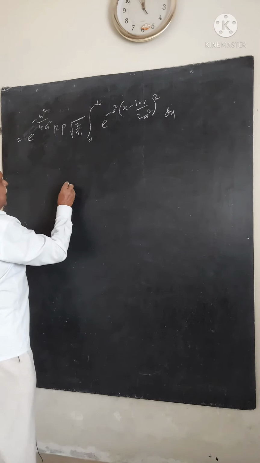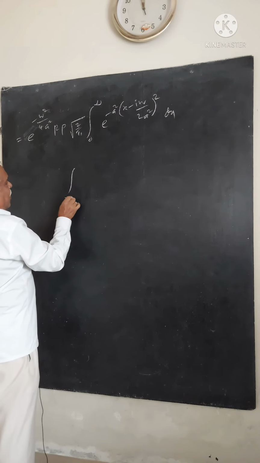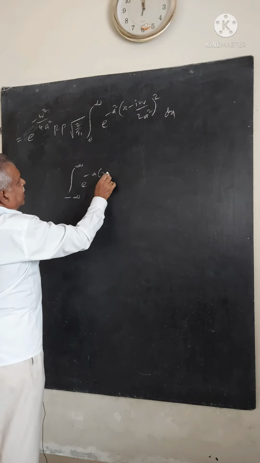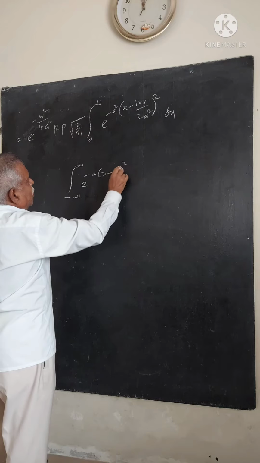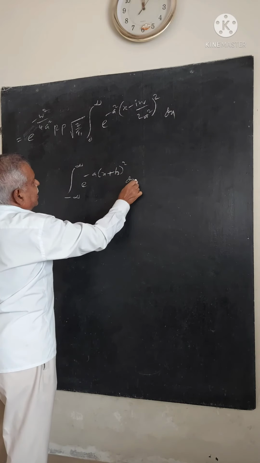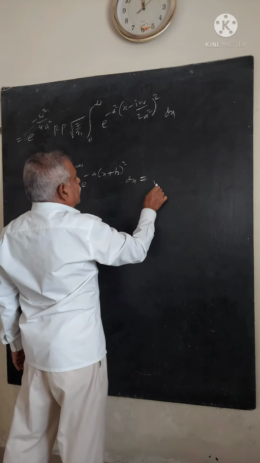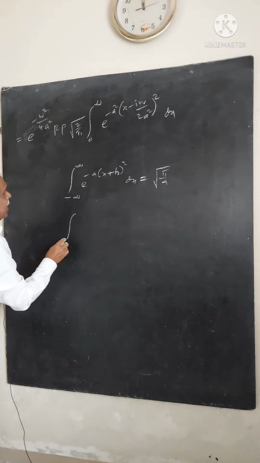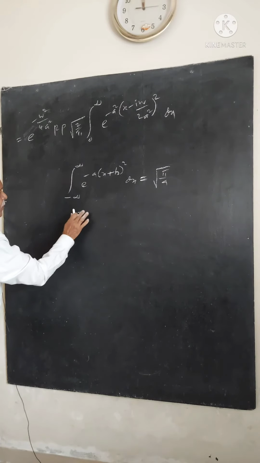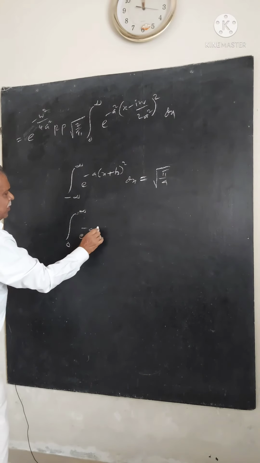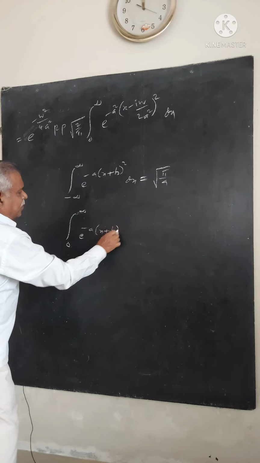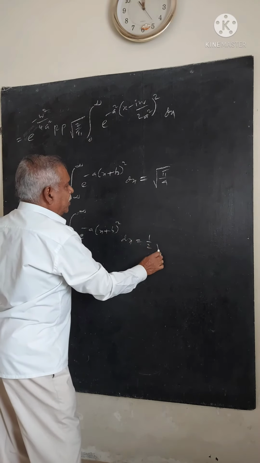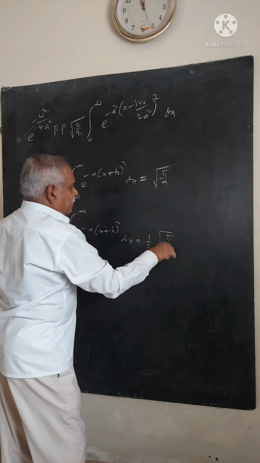See, there is a formula that comes in improper integrals: the integral from minus infinity to plus infinity of e power minus (ax plus b) whole square dx equals root of pi by 8. Here, with 0 to infinity, e power minus (ax plus b) whole square dx equals half of root of pi by a.